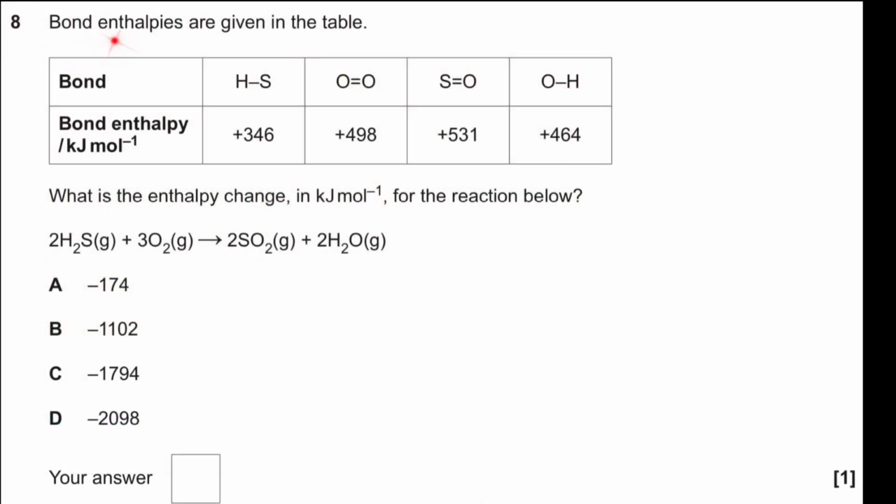Question 8. Bond enthalpies are given in the table. These are the energy required to break those bonds. And the reactants are endothermic because you have to break this bond and break that bond to make a new bond. Making bonds is exothermic and breaking bonds is endothermic. So we need to find what is the enthalpy change in kilojoules per mole for the reaction below.